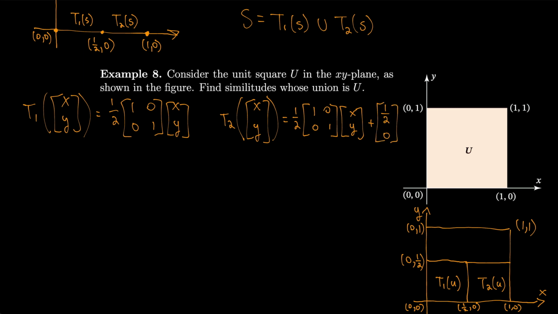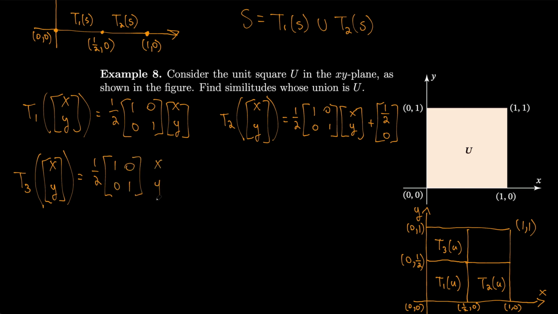For T3, how about I shrink and then translate up this time? So this will give me T3 of u. So I'll take T3, apply it to x, y, and we'll start by shrinking. And then after we shrink, we'll translate this time in the y direction, so 0, half is what we'll add.